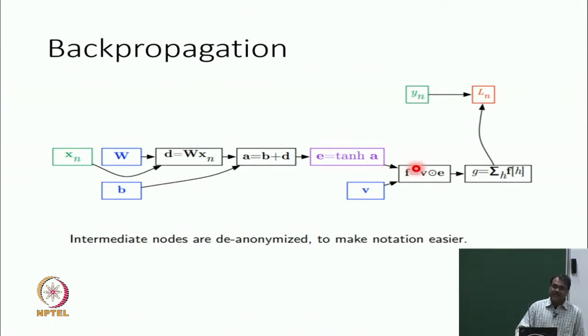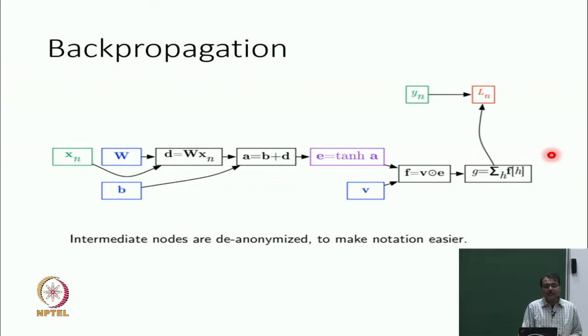Then let's say something else happened. Let's say we did a Hadamard product between v and e. So let's say f is equal to v Hadamard product with e. Then let's say g is nothing but the sum over all elements of this vector f, the summation over h of fh. And let's say that computed the loss function ln.